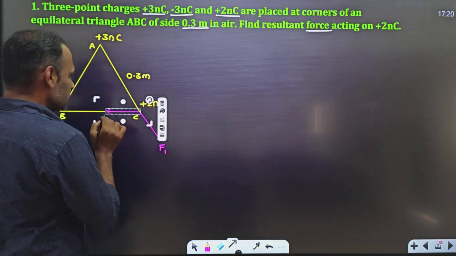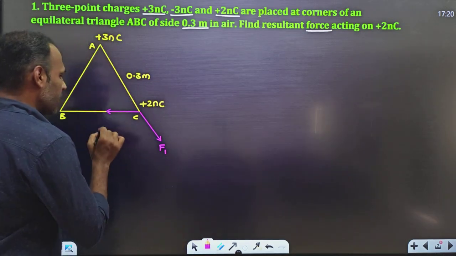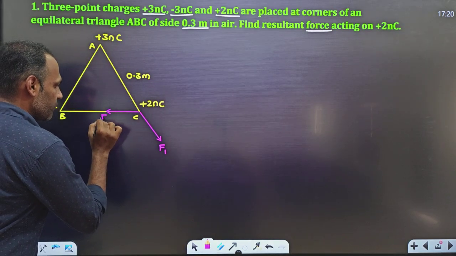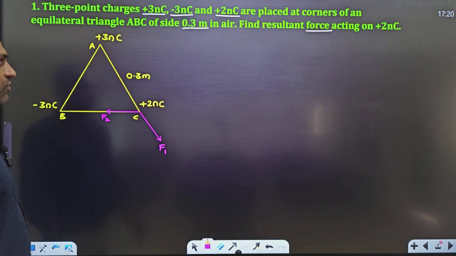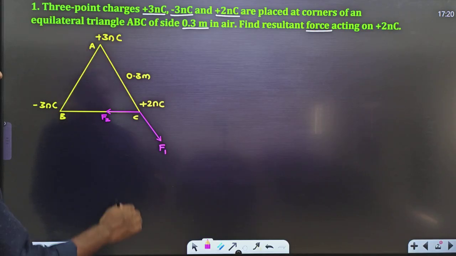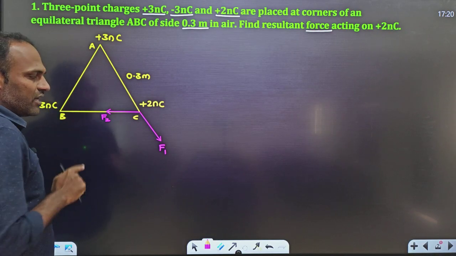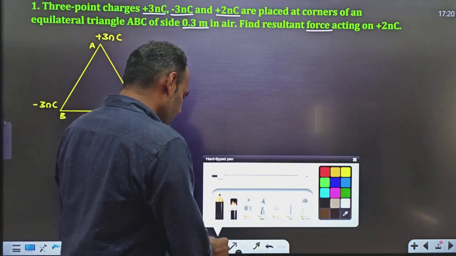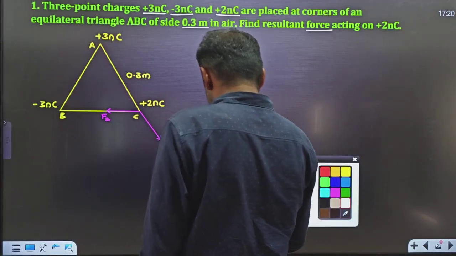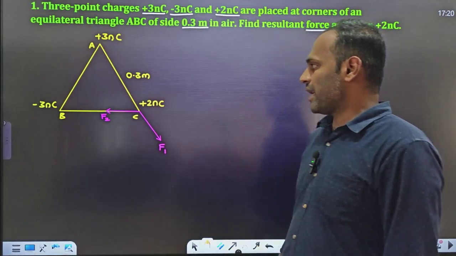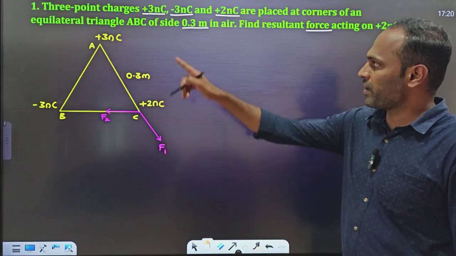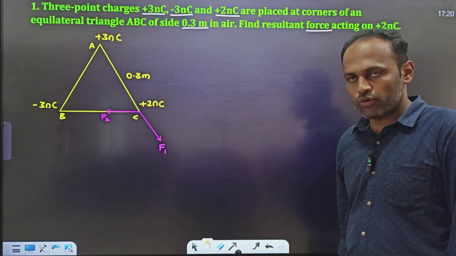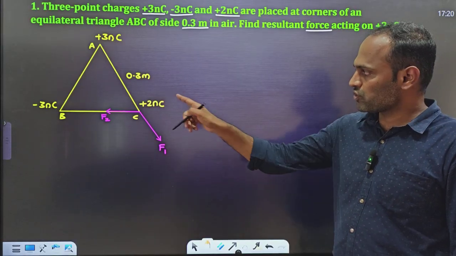Correct? So this is the force on +2. I will call this force F2. So we are having two forces here, F1 as well as F2. So we got to know there are two forces acting on the +2 nanocoulomb charge due to +3 nanocoulomb as well as -3 nanocoulomb. We want to find the net force on +2 nanocoulomb.